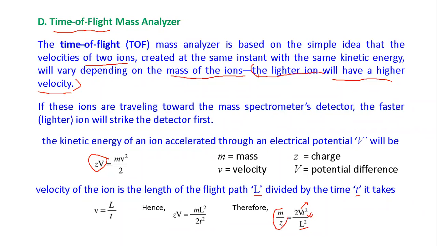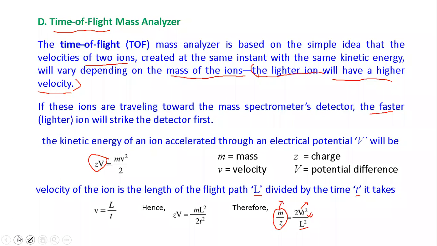Now t is proportional to what we are finding here, m by z. So t square is proportional to m by z. That means a lighter ion, a lighter m by z, will take smaller time. If you go for higher m by z, t will be more. If you go for lighter, t will be less. So the faster movement will be for the lighter ion in time of flight.